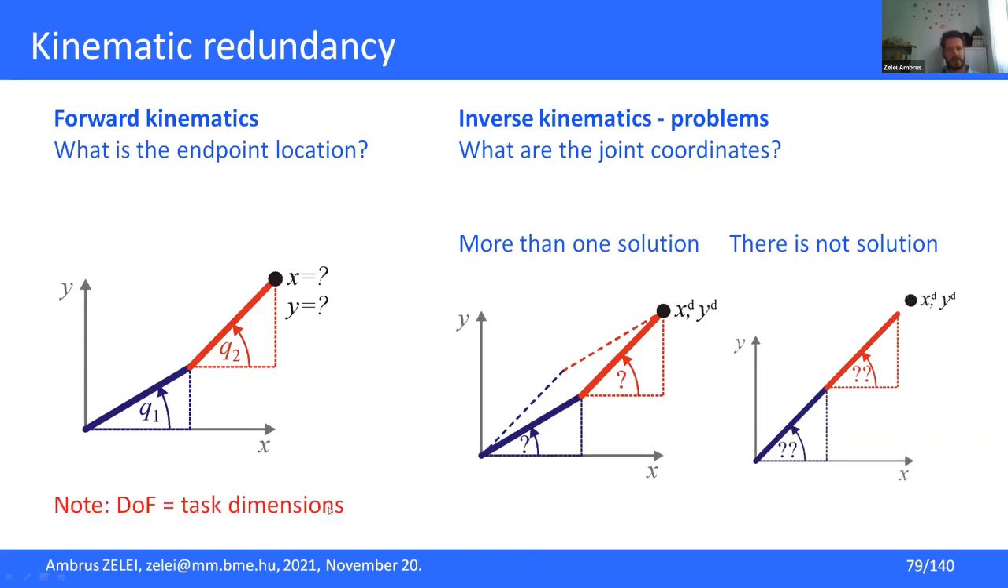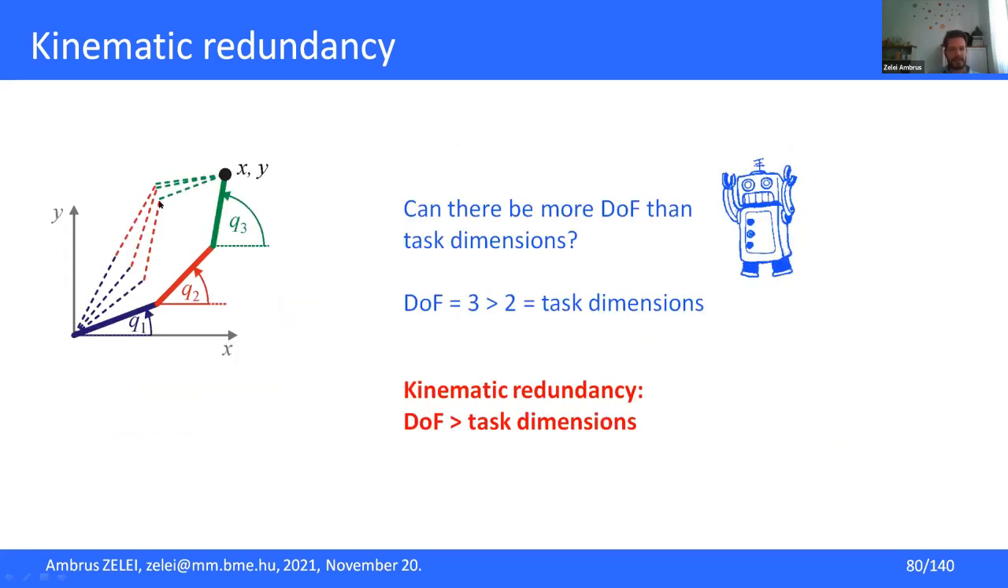And you can also recognize here that the number of degrees of freedom of the robot, which is 2 now, is equal to the number of the task. So we defined two things here, two positions, and this is not a kinematically redundant problem or robot, because the joint variables are equal to the number of the task. But what happens if it is not true?